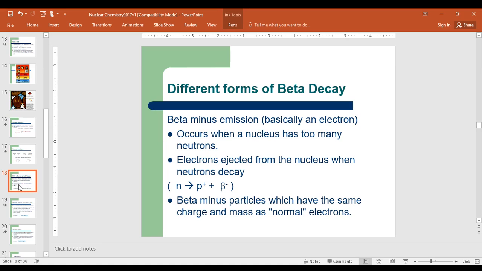Okay, so I want to first go over the different types of beta decay, beta minus and beta plus. Beta minus, which is basically an electron, will occur when a nucleus has too many neutrons. So remember the band of stability, the neutron to proton ratio. If there are too many neutrons, the ratio is going to be greater than 1.5, and we might have beta decay. I like to think of this as a neutron emitting an electron and then forming a proton. So a neutron breaks apart, you could think of it, into a proton and an electron. It's not exactly like that, but that's how you can kind of think about it.